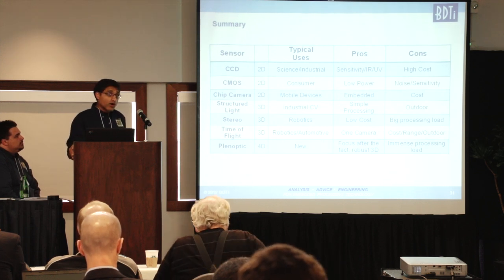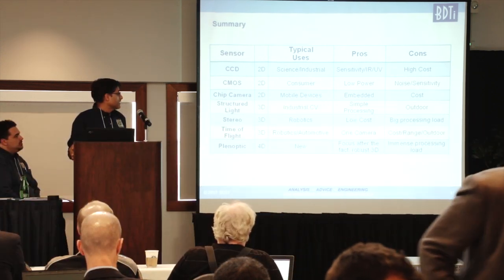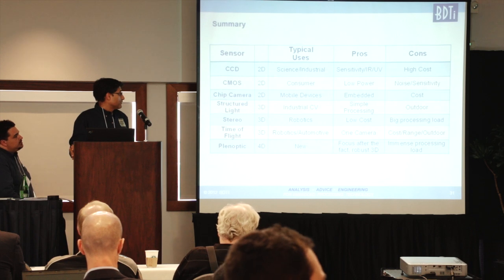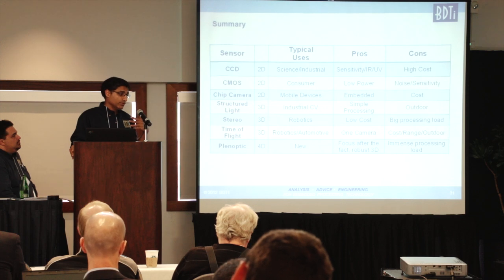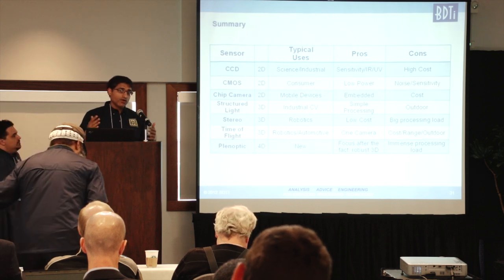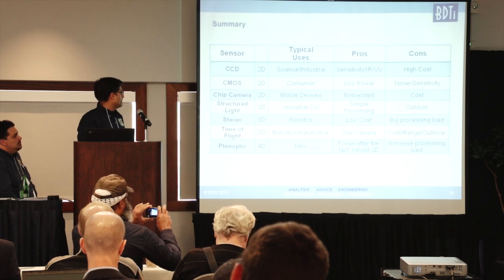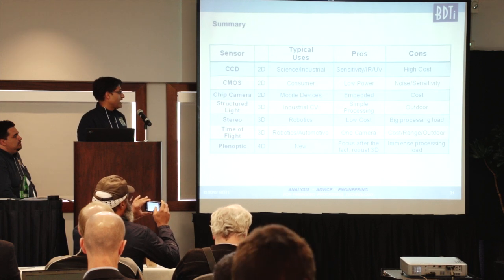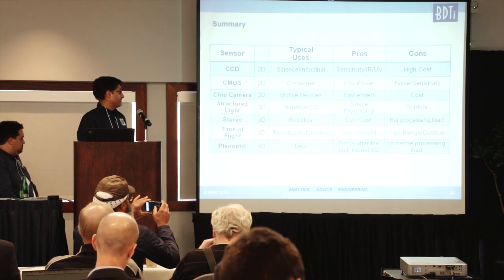Stereo is typically low cost. You can create these pretty cheaply, but the processing load is rather high. So this gets back to what Eric was talking about, where you trade off on both ends of the spectrum, the processing versus what the camera can do for you. And then finally, time of flight, you have a single camera, but they have limited range, and they're also expensive.